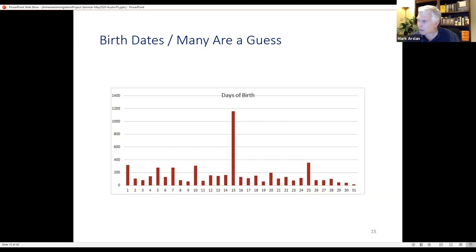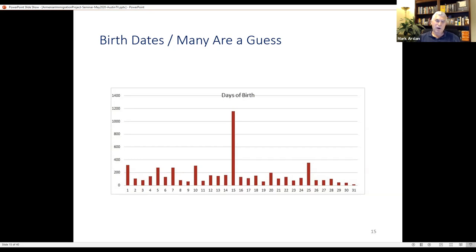So you see all these people being born on the 15th of the month. Was that something in the water in Armenia where a lot of the women gave birth on the 15th of the month? Or I think somebody said, yeah, I knew I was born sometime in April. So they just said, well, April 15th. And so that became their favorite official birth date.